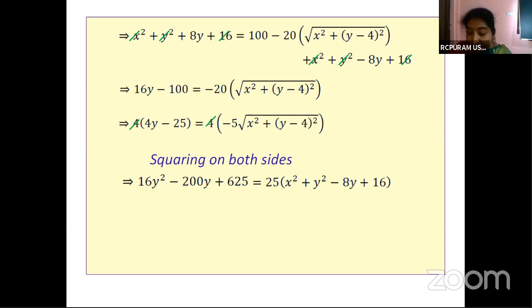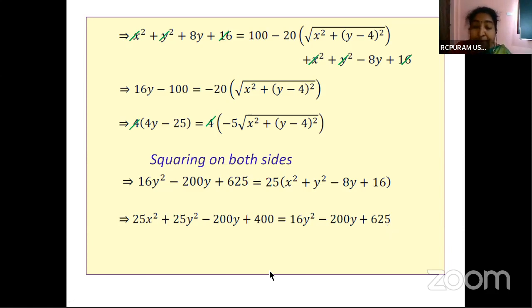Okay. Now we will try to get all the terms with the expanded form. Then you will have it as 25x square. I'm multiplying with 25. So 25y square minus 200y when you multiply 25 with 8y, and then 25 into 16 is 400 is equal to 16y square minus 200y plus 625. Now if some terms are getting cancelled, we will cancel. So here clearly minus 200y gets cancelled on both sides.